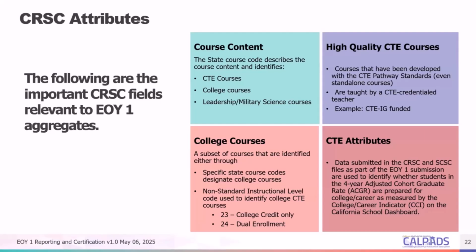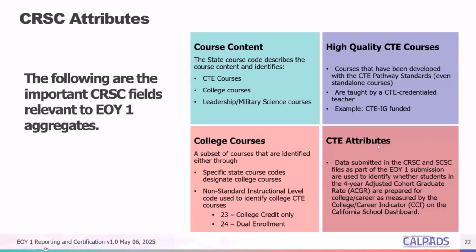Your college courses, they're either going to be through a designated state course code, or they're going to be a CTE college course and have the non-standard instructional level code of 23 or 24, right? So again, if you have college courses, you have dual enrollment students, you have to report them with a specific state course code. It'll say math college credit, science college credit, art college credit other. And then if it's a CTE college course, you're going to use the normal CTE state course code between 7,000 and 8,999, but the non-standard instructional level code has to be populated.